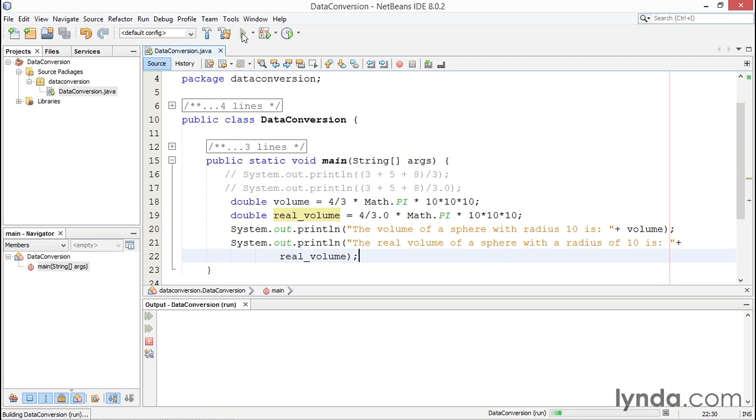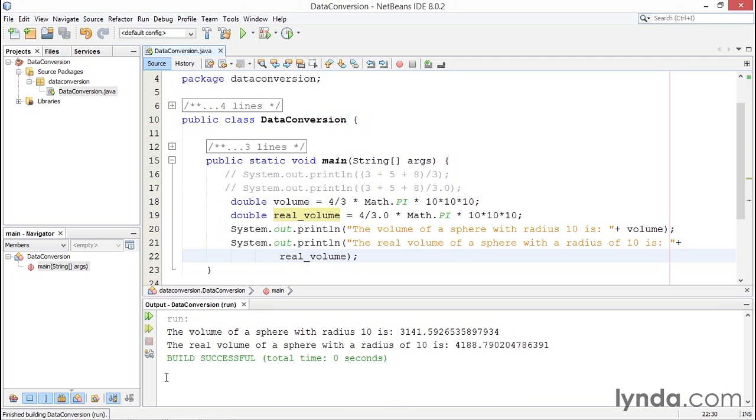calling the real volume. Okay, notice if you used a calculator, you would find that 4/3 times pi times 10 cubed is really 4,188.79, etc. Do you see what a difference that made? So it's very important that you remember that if you divide two integers, you're only going to get the integer portion of that result.